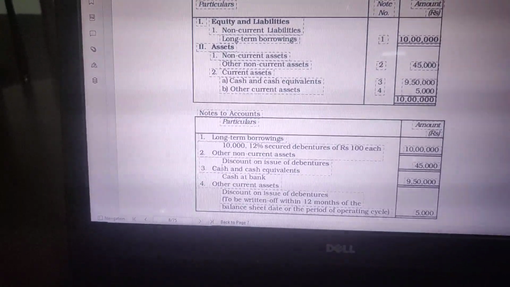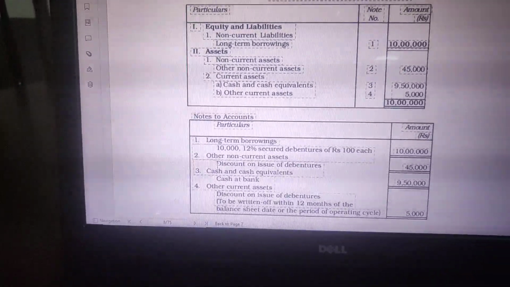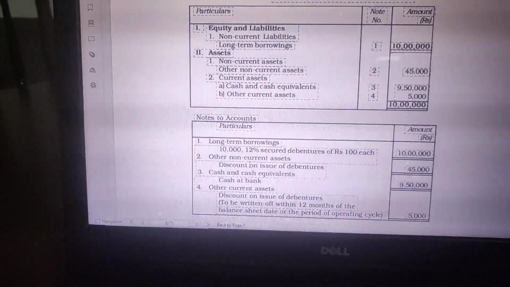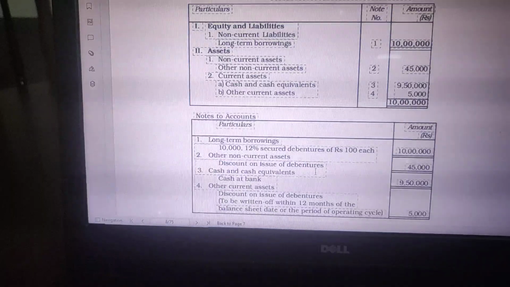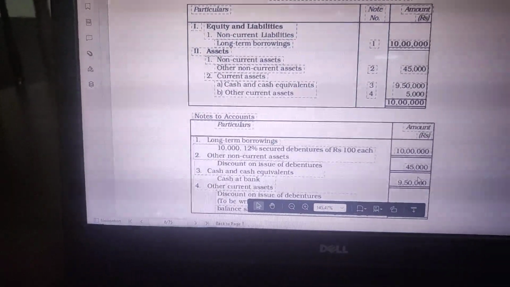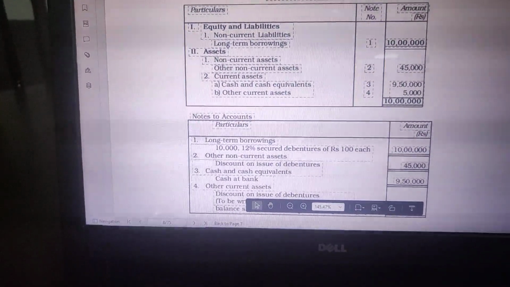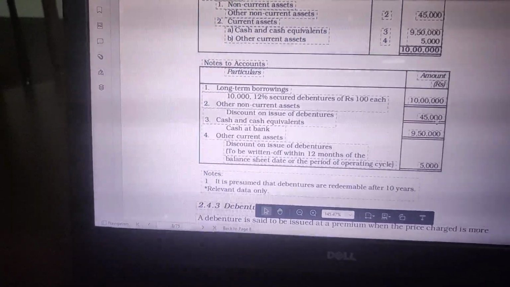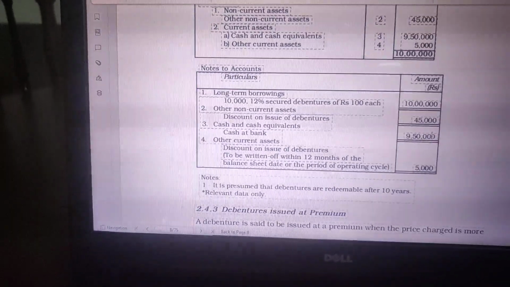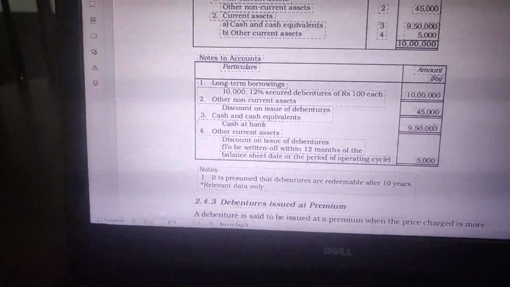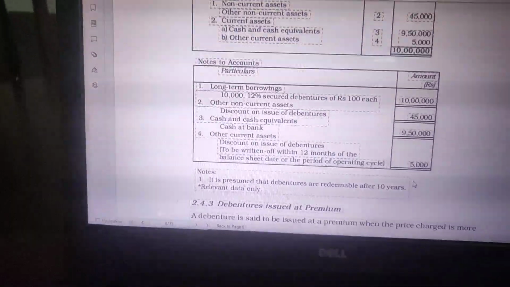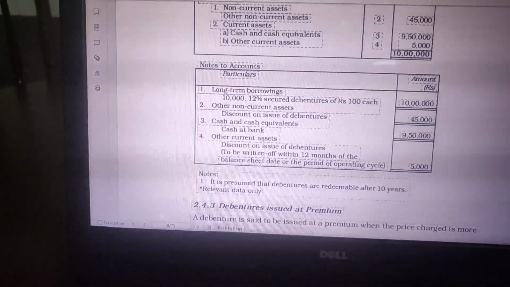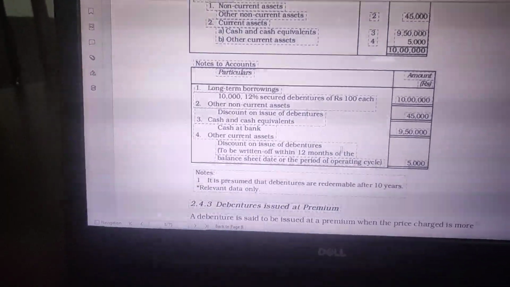Then other non-current assets. The discount on issue of debentures will come under the other non-current assets. Here the amount is written as 45,000, but our full amount is 50,000. Of this 50,000, the 5,000 amount should be shown under other current assets as discount on issue of debentures.